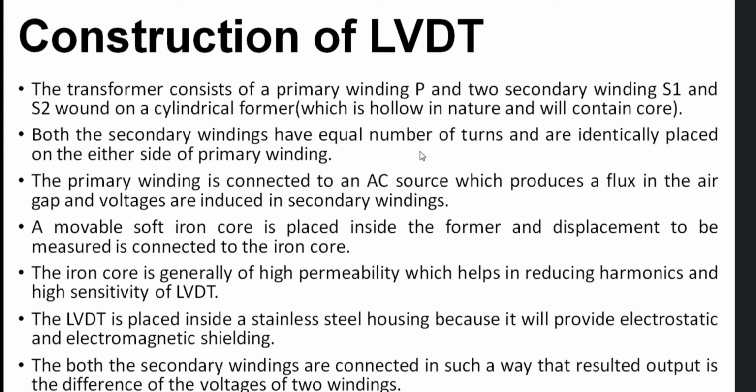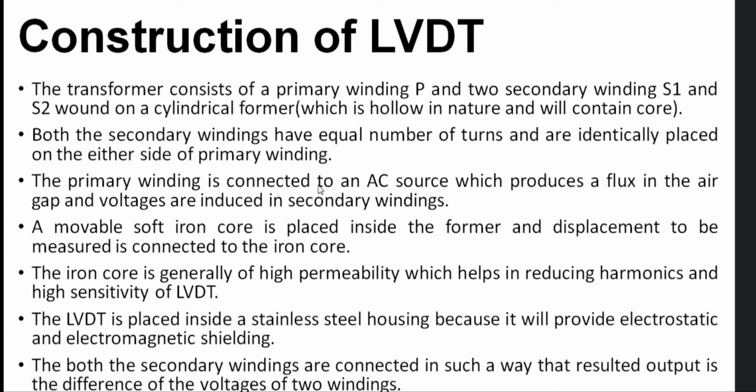So it is given in the diagram itself, right? The primary winding is connected to an AC source, which produces a flux in the air gap, and voltages are induced in the secondary winding. It is the same as that of the normal transformer.